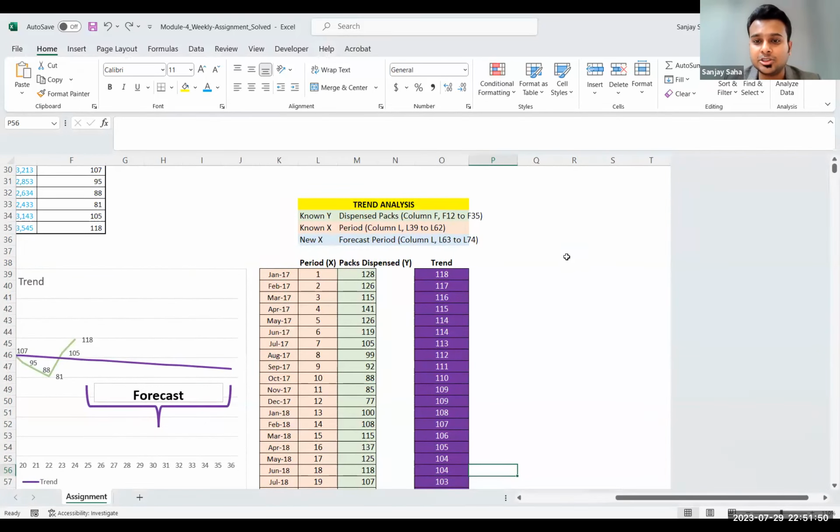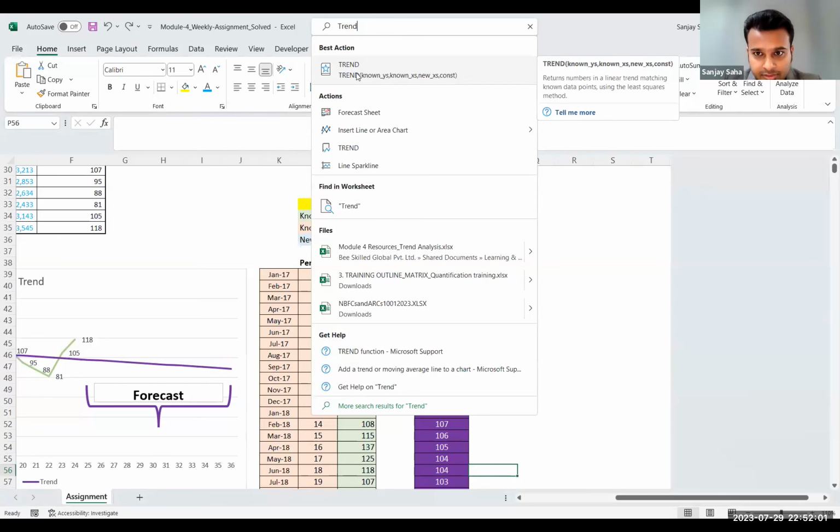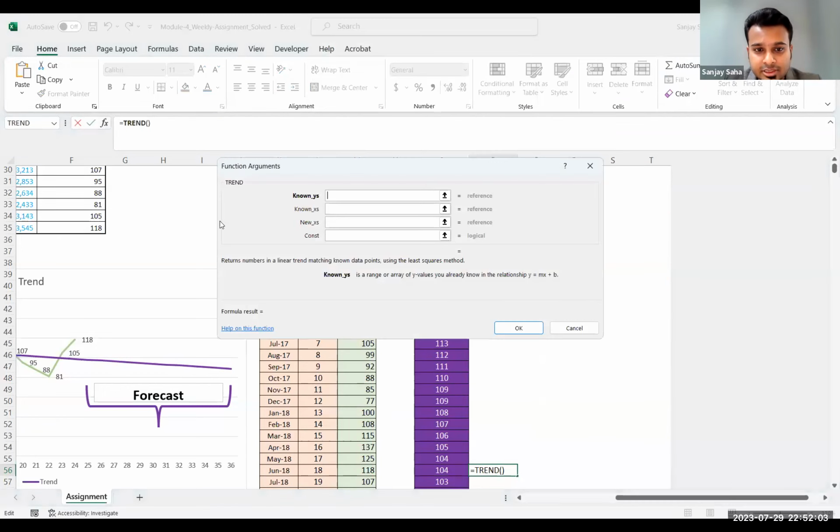Like I said, I'm using the trend function. So there's a trend function on Excel. Let me quickly show you. If I write trend here on Excel, you see this comes. So this is the trend function on Excel. It's a formula. For this to work, we need 3 types of data. We need known y, known x, and then new x. What does this mean? Let me tell you.